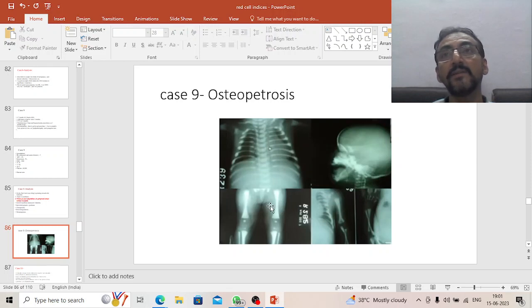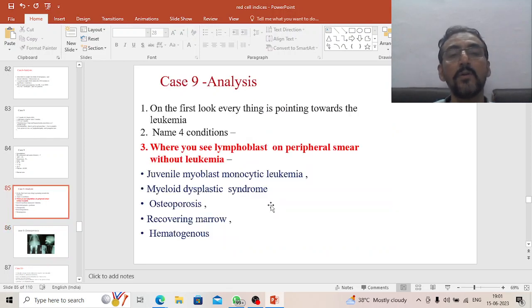This last case is to tell you that there are many conditions which mimic leukemia. कहाँ-कहाँ में leukemia का mimic होता है? Leukemoid reaction, ठीक है, और this osteopetrosis, और बहुत सारे, 4 conditions जो अभी बताया मैंने. Okay, myeloid dysplastic syndrome, bone marrow recovering, some of the hematogenous conditions, juvenile myelomonocytic leukemia. So that may show the blast cells, but it's not leukemia.